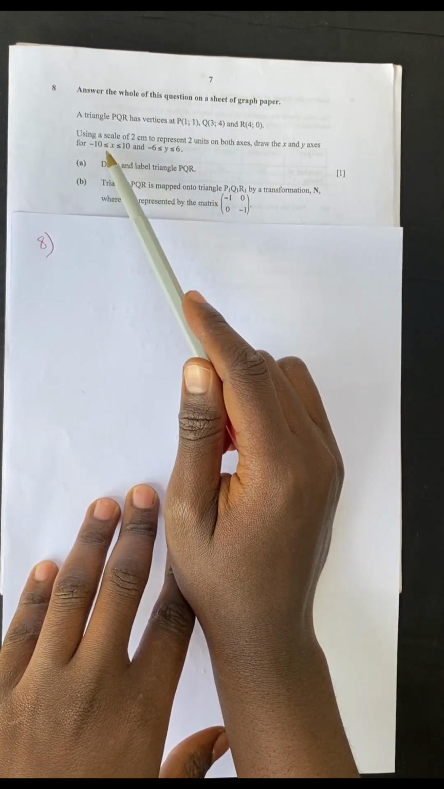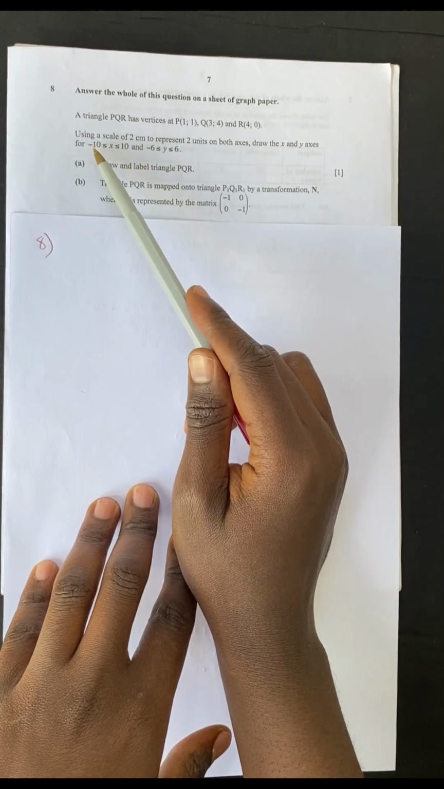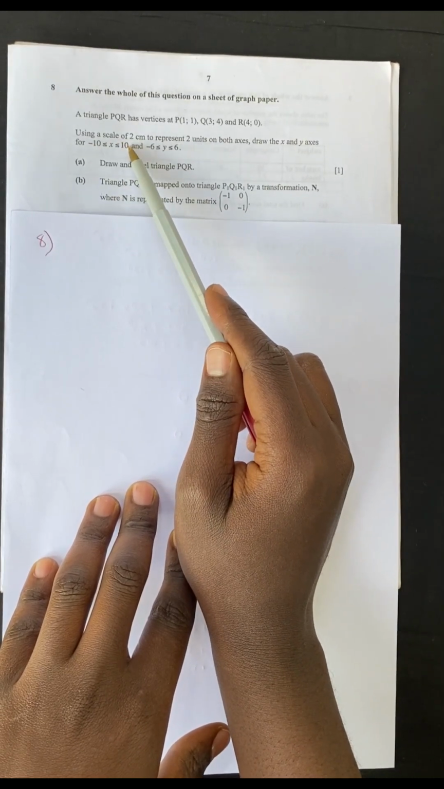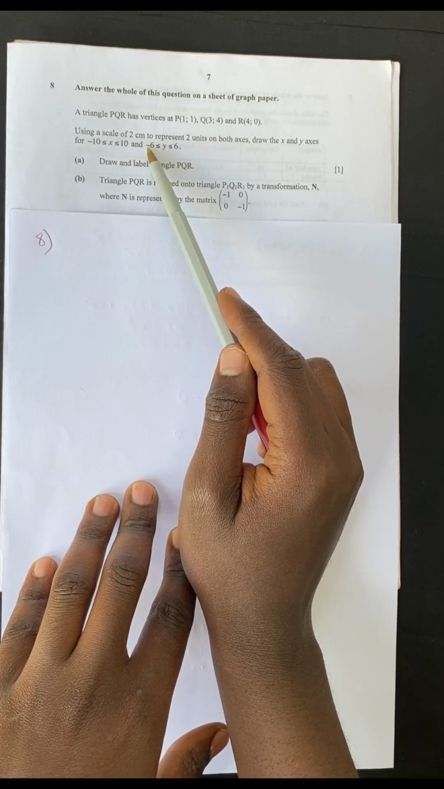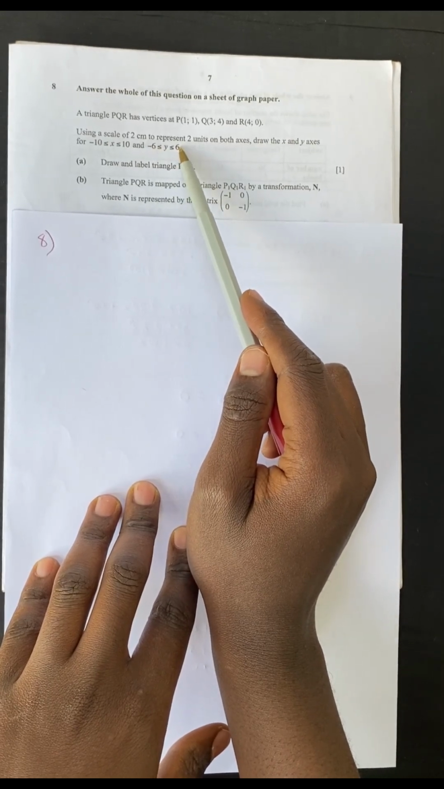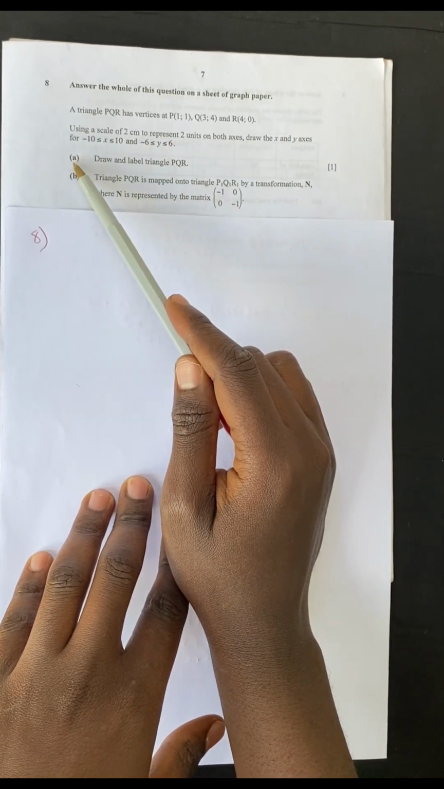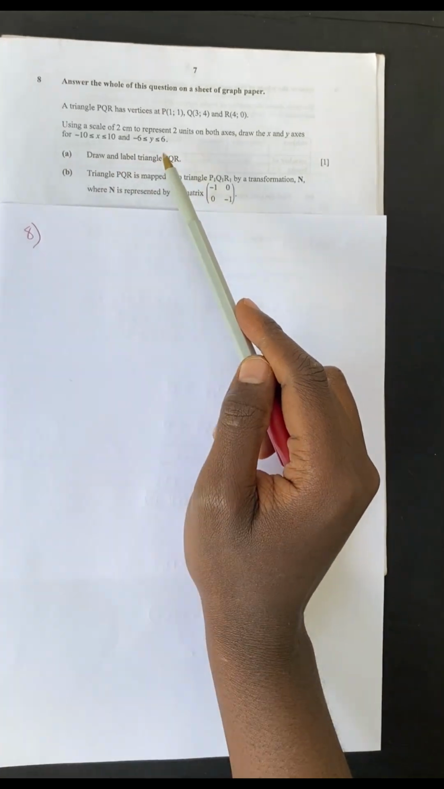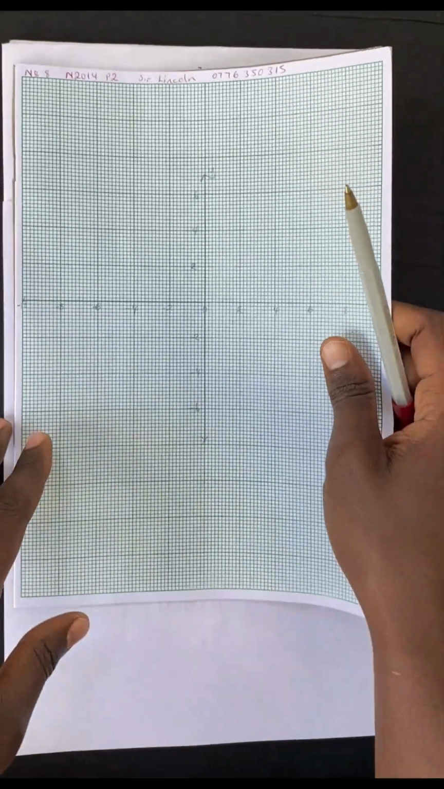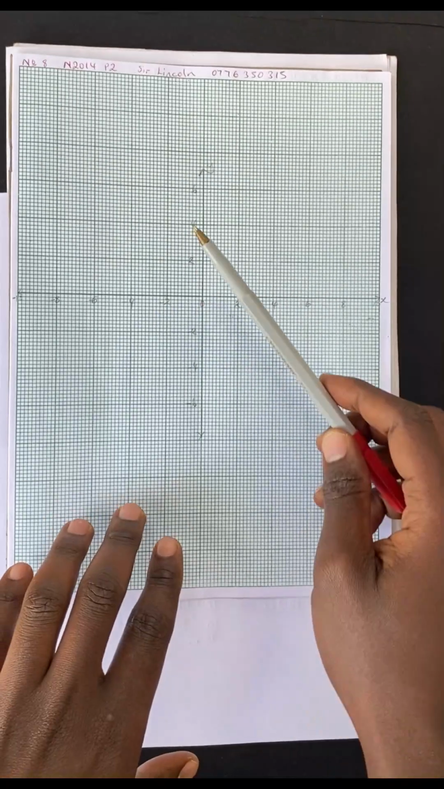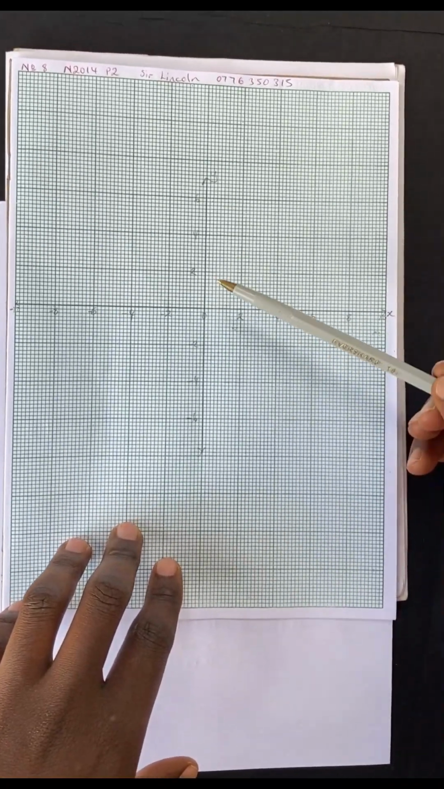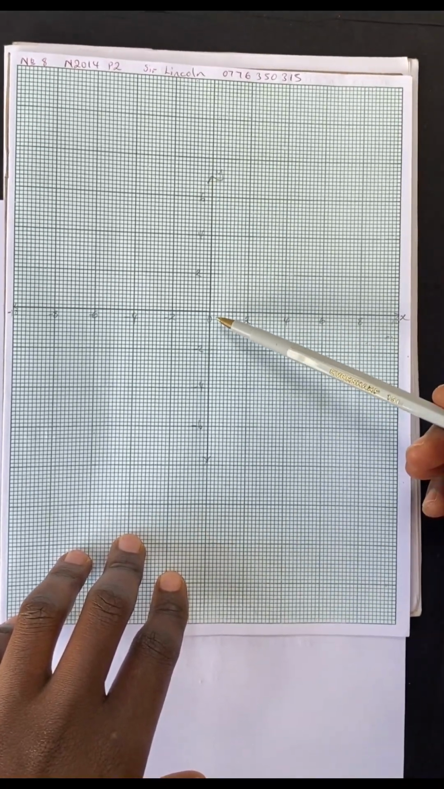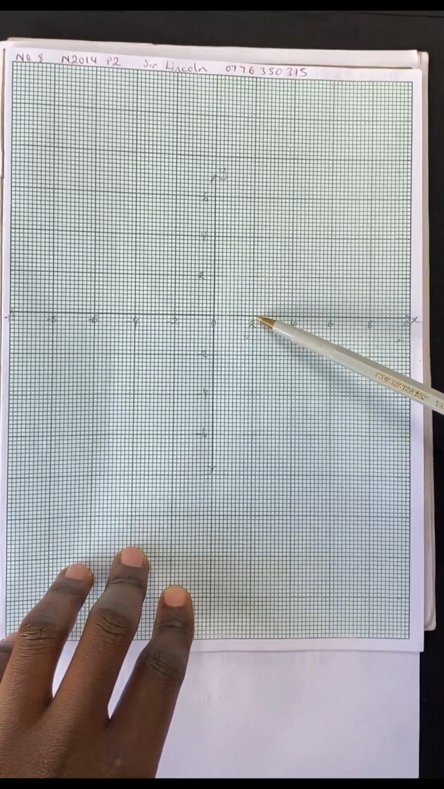So what it just means is that the values of x are starting from minus 10 up to 10, and the values of y are starting from minus 6 up to 6. And the first question reads, draw and label triangle PQR. So here I've already drawn the x and the y axis using the scale of 2 centimeters to represent 2 units.